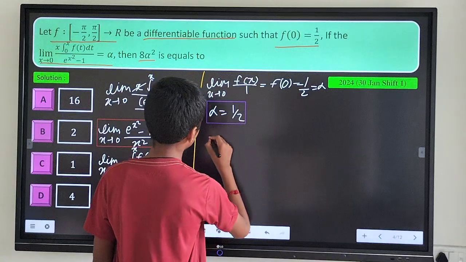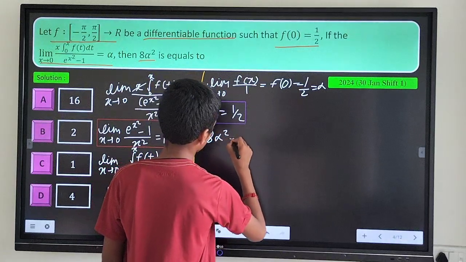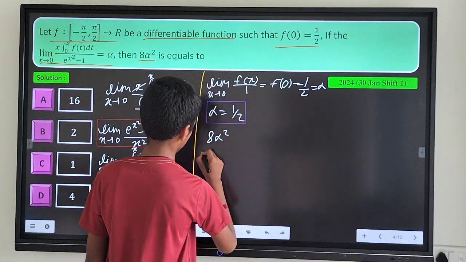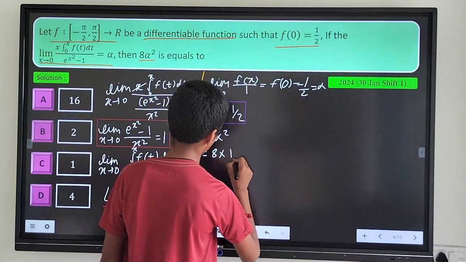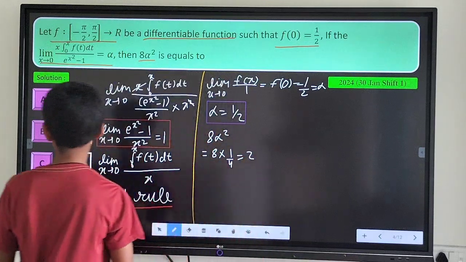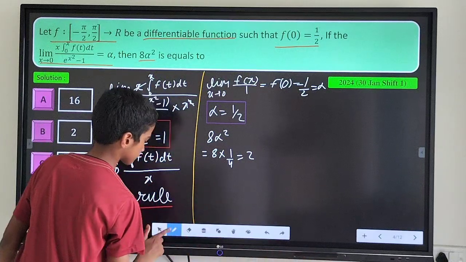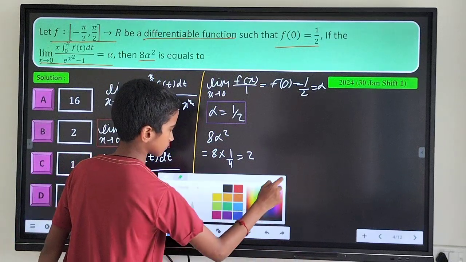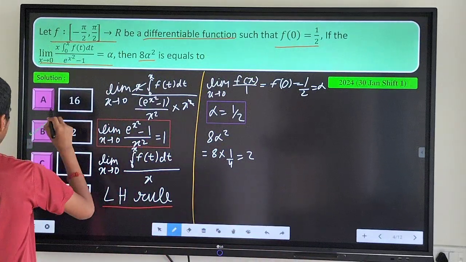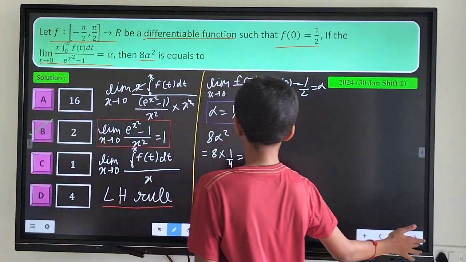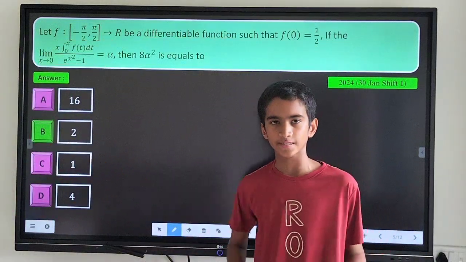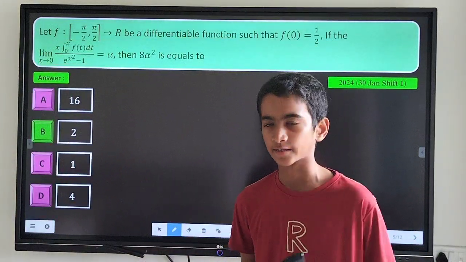Now the question asks us about 8 alpha square, which is equal to 8 times 1 upon 4, which is 2. So our option B is correct. And here is the solution page, and you can see that our answer is correct.